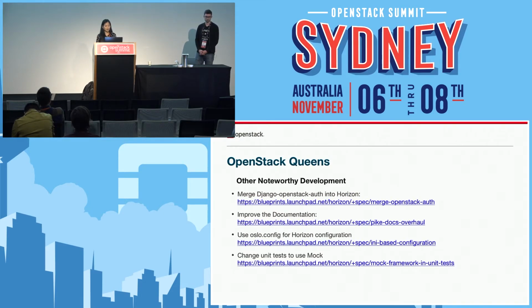The other blueprints being worked on during this release: first, merge Django OpenStack Auth into Horizon. The original thought of having Django OpenStack Auth as a separate repo was so that it can be reused by other projects. But it appears that right now Horizon is the only user of it. Usually when a developer has a patch for Django OpenStack Auth, there will also be another patch for Horizon. That doubles up the development effort and also the project management effort. So right now we're merging Django OpenStack Auth into Horizon.